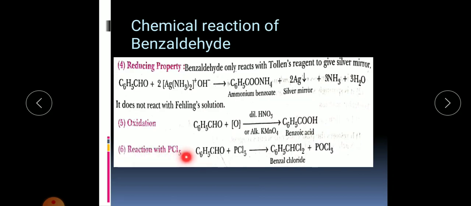Next, reaction with PCl5, phosphorus pentachloride. So when benzaldehyde reacts with phosphorus pentachloride, what will happen? It will form benzyl chloride. That means this one oxygen will be replaced by two chlorine atoms, and it will form POCl3. So benzaldehyde reacts with PCl5 to give you benzyl chloride and POCl3.